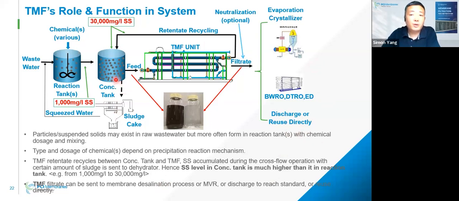And suspended solids will accumulate in this dynamic concentration process. So a set flow rate of slurry discharge from the concentration tank is needed to maintain a certain SS level. And typically, a dehydrator such as a filter press will handle this sludge, transfer it to sludge cake, and the squeezed water can be sent back. So that is the whole process.